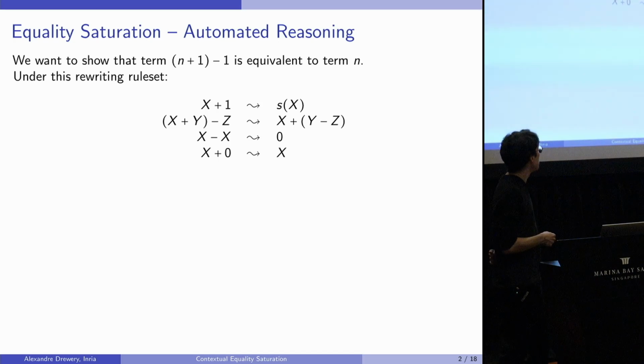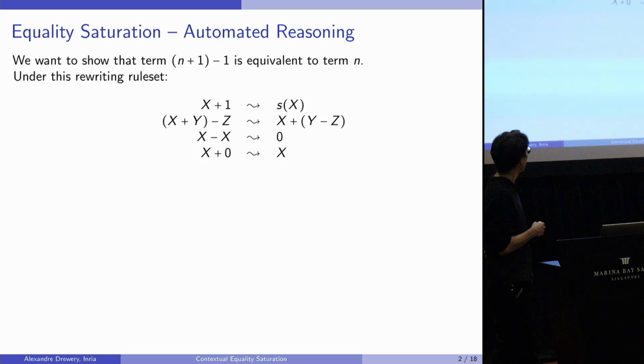So the main idea is equality saturation is automated reasoning on terms. So you have terms, maybe n plus 1 minus 1 and n, and you want to show that they are equal or equivalent. And your main tool to prove that terms are equal are what we call rewriting rules or equivalence rules. It allows you to say that certain forms of terms are equivalent to other forms.